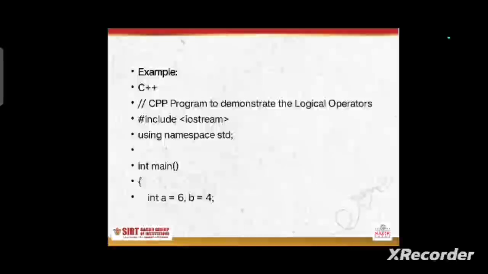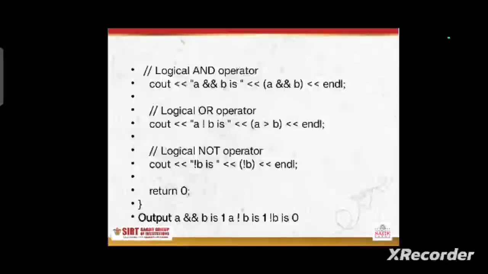Now, if I'm talking about how we use the logical operators in a program, this is the C++ program. Firstly I include the header file, then I give two values, a equals 6 and b equals 4, and after applying the logical operators, logical and, logical or, logical not, it will give the results. So this is the output.